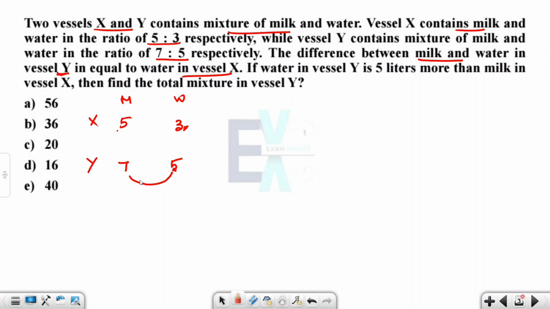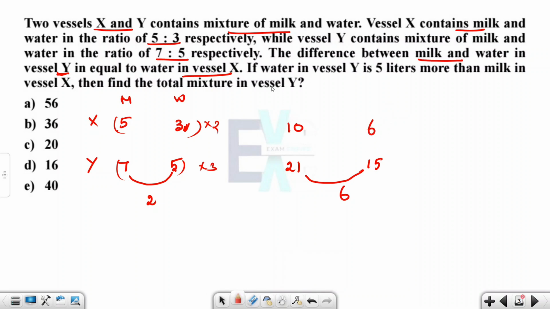See here, what is the difference between 7 and 5? Here it is 2. But we want it to be 3. So what we can do is multiply the first ratio by 2 and the second one by 3. So 5 and 3 will become 10 and 6, and Y will become 21 and 15. What is the difference? Sorry, the difference will be 6, so it's not 15, here it is 6.